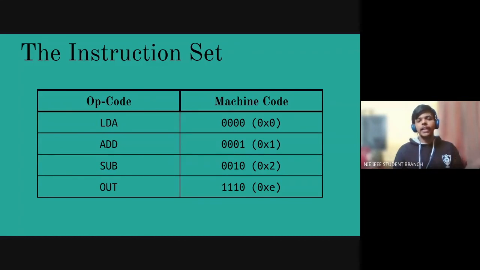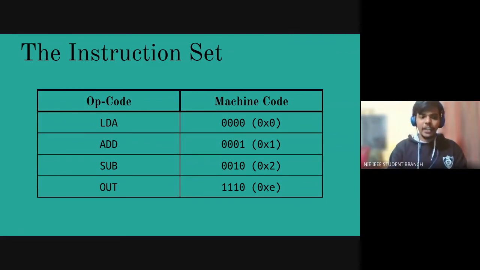It doesn't take any address because there is only one place it takes its values from, that is the accumulator. So it doesn't really care what bits are there in the last 4. You can give whatever you want and it's just going to work. Okay, so that's the output instruction.